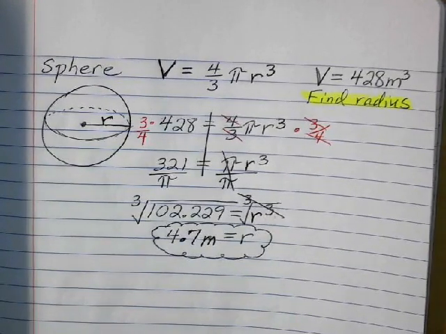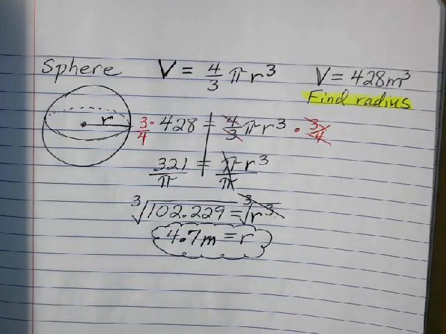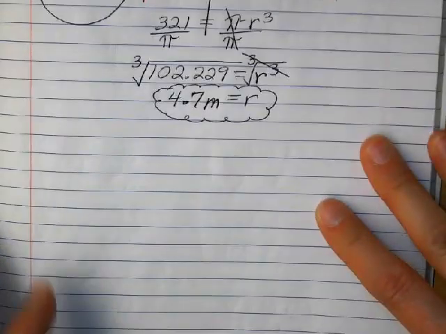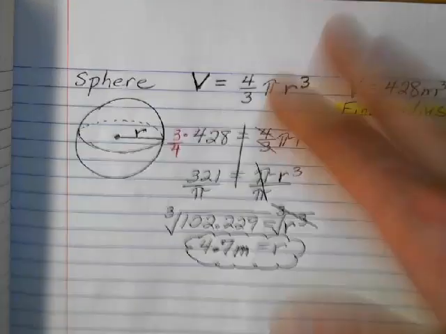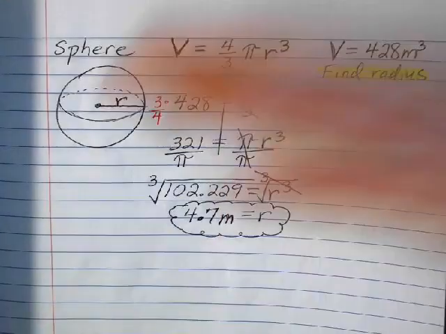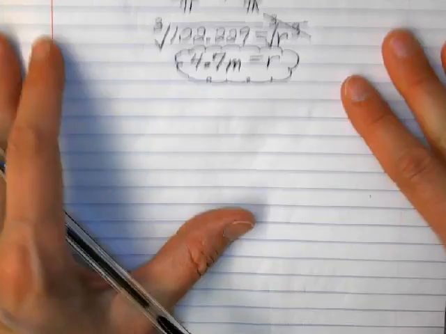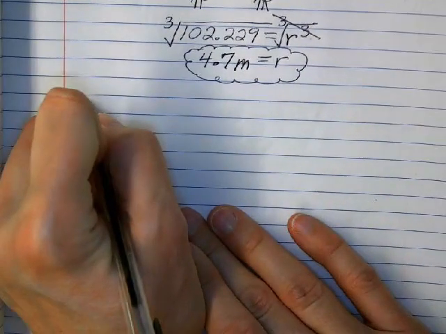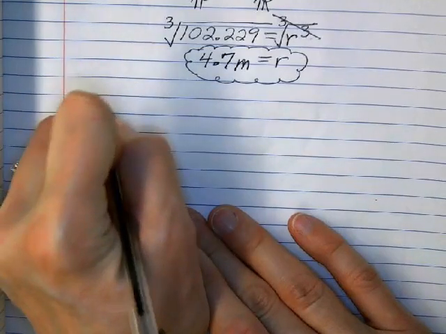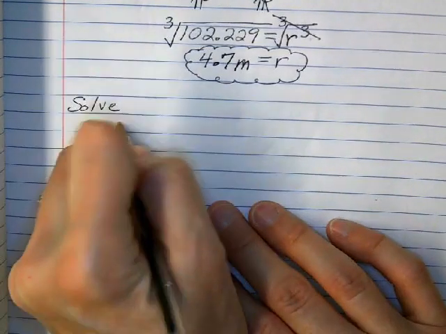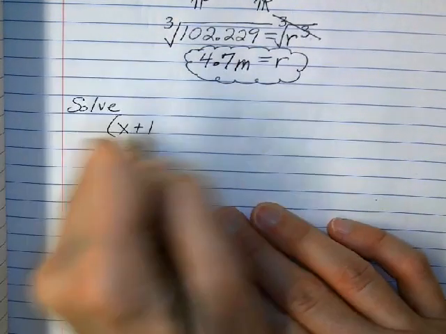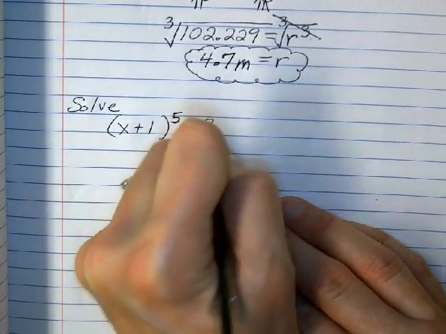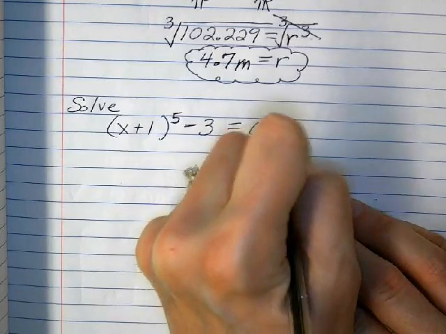Okay, last. This is the very last one for notes. So you can see how you have to just solve a formula, plug numbers into your formula, and solve. Okay, last one. What if they want you to solve something like x plus 1 to the 5th power minus 3 equals 67. Let's do this one. This is our last one.